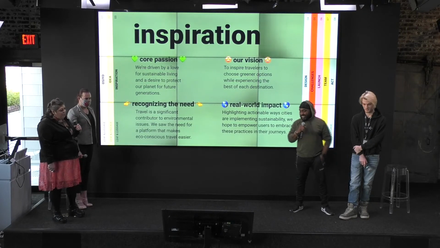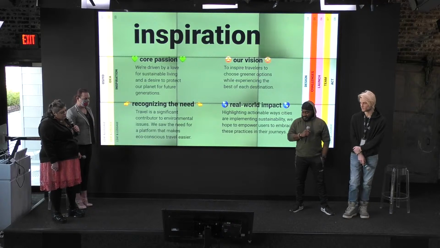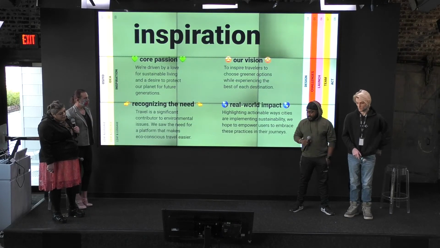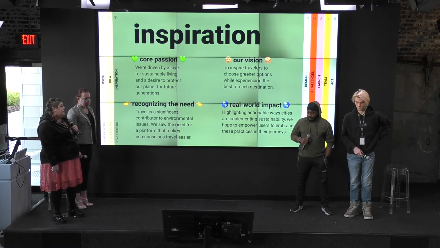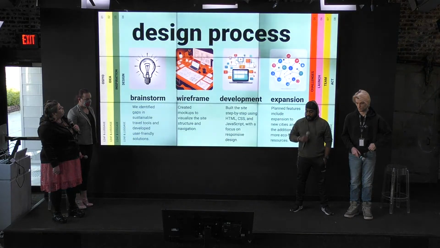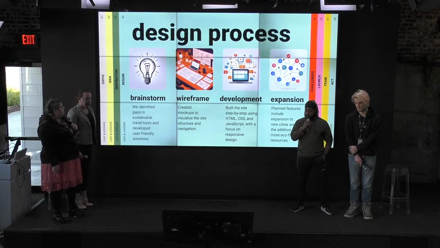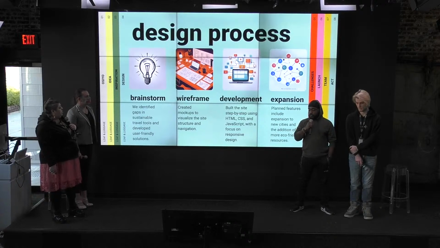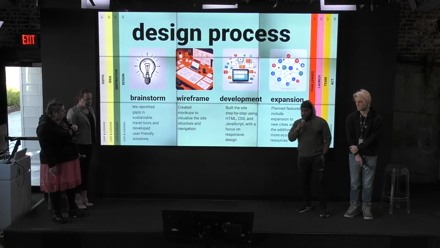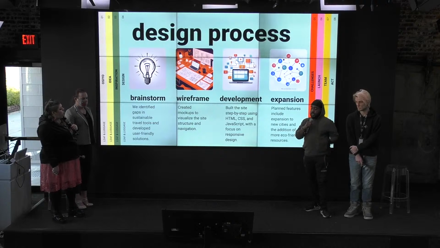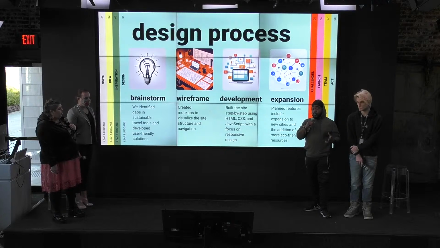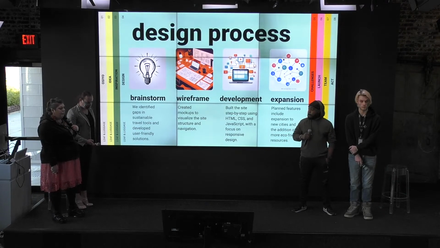And we were looking at the real world impact, highlighting actionable ways cities are implementing sustainability. We hope to empower users to embrace these practices in their journeys. In our design process, we brainstormed and identified the gaps in sustainable travel tools and developed user-friendly solutions. We created a wireframe mockup to visualize the site structure and navigation. In our development process, we built the site step by step using HTML, CSS, and JavaScript with a focus on responsive design. And then we planned for expansion to new cities and the addition of more eco-friendly resources.